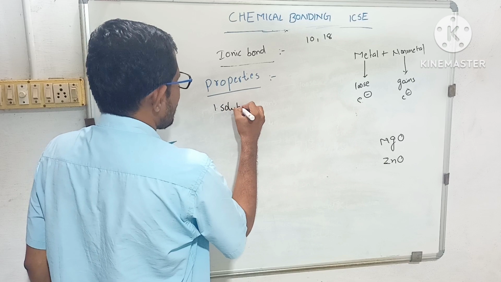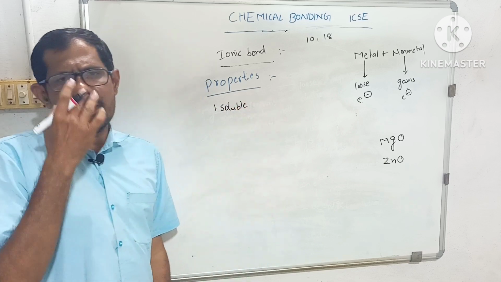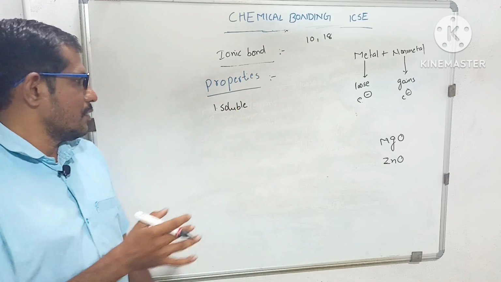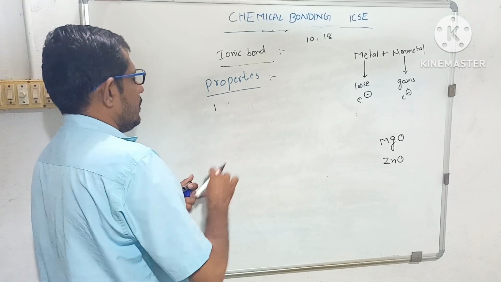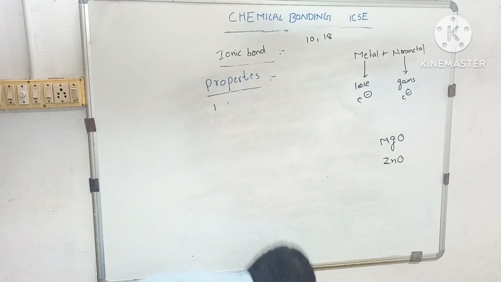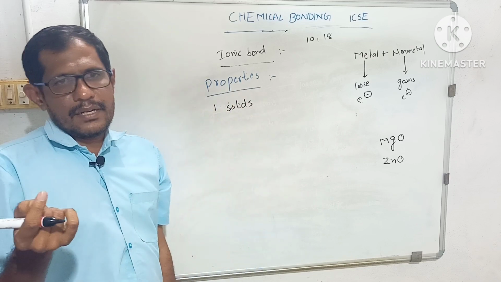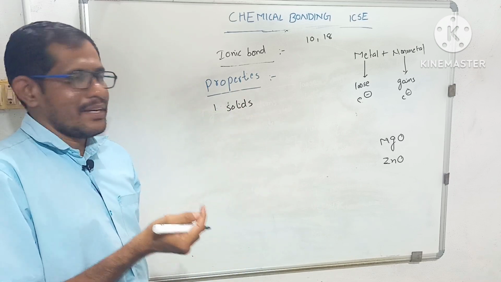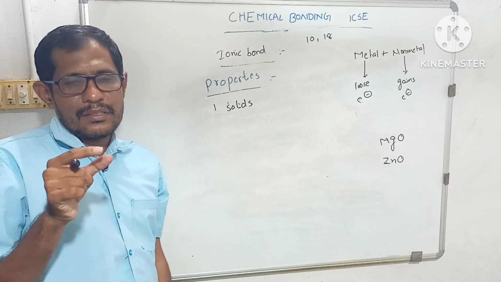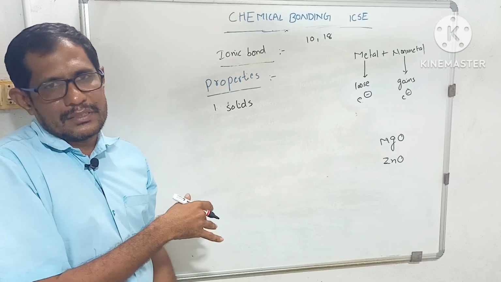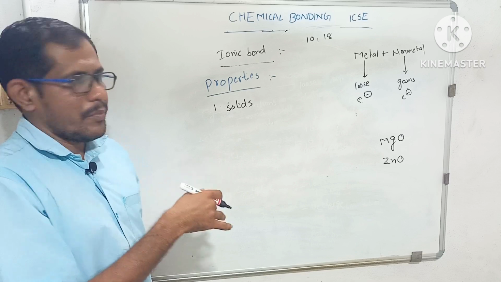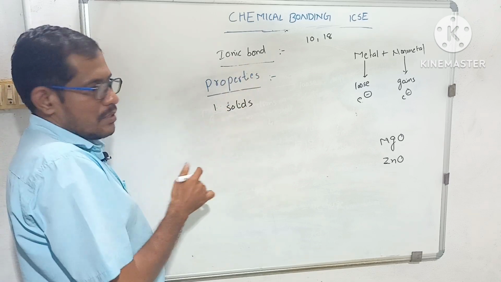So I will give you a trick to understand simply. Remember NaCl. NaCl is an ionic solid. The first point is these are solids. Remember NaCl, salt. That is solid only, right? So while writing the properties, remember salt and write the properties, so that it will be easy for you to remember. So ionic compounds are solids.